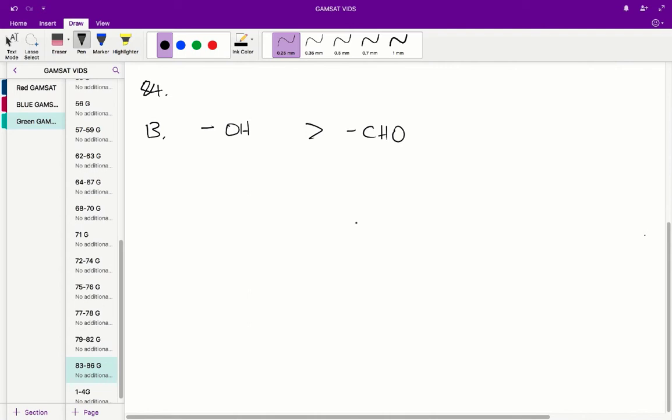D, we have our first bond to carbon and our first bond to nitrogen. Nitrogen has a higher atomic number than carbon, so nitrogen should have the higher priority, but that's not what's being shown in D, so D is incorrect. And B, we have our first bond to oxygen, and in the other group, our first bond is to carbon. Oxygen has a higher atomic number than carbon, so what's being shown in B is correct, that oxygen has a higher priority than carbon, so B is correct.